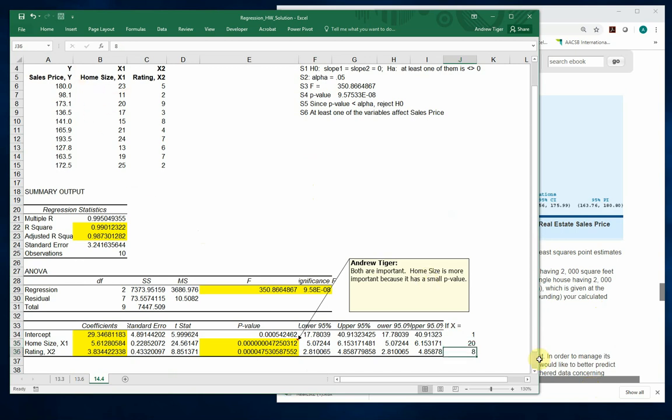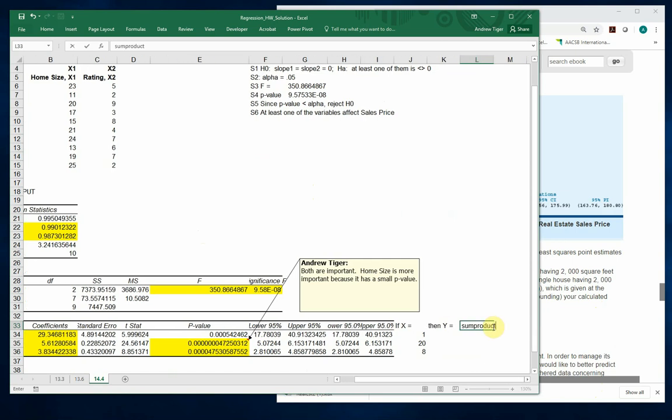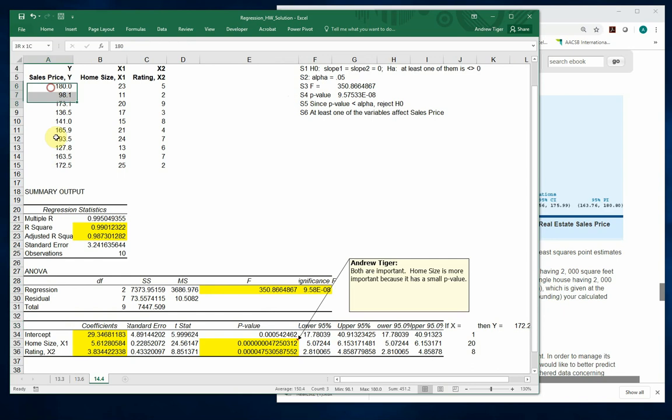So we put 20. Then our sales price, we can use the SUMPRODUCT formula like what we used previously. Grab these, comma, against these. That's how much the house would sell for in thousands of dollars. So 172,000 dollars. Same unit of measure as these.